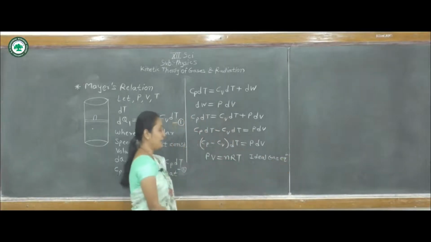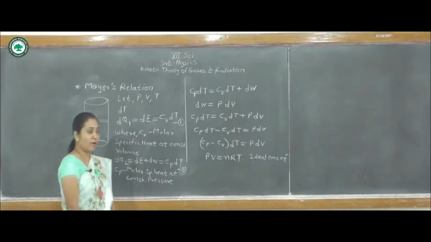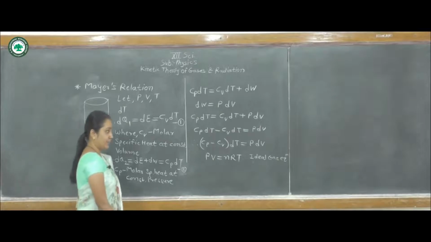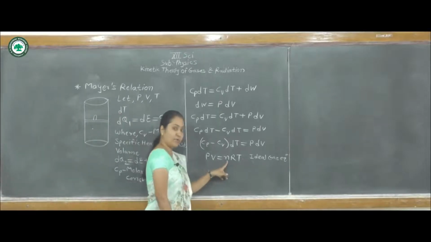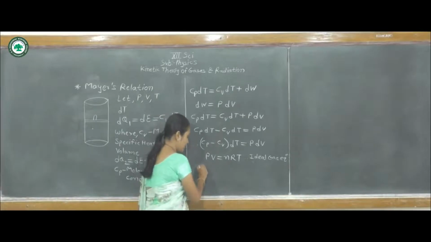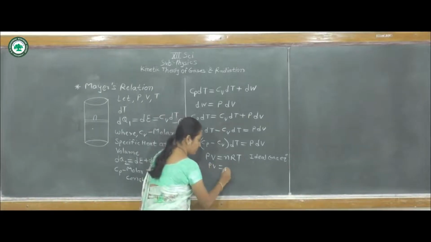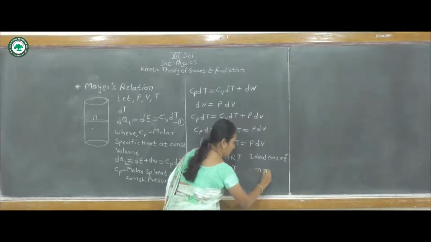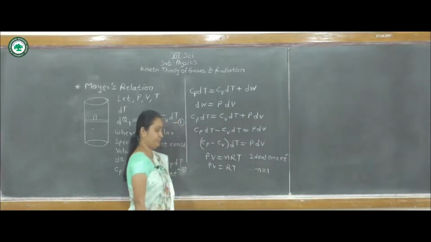It is the ideal gas equation. But we have considered 1 mole of ideal gas enclosed in a cylinder. That is n equal to 1 for 1 mole of gas. So this equation becomes PV is equal to RT, n equal to 1.